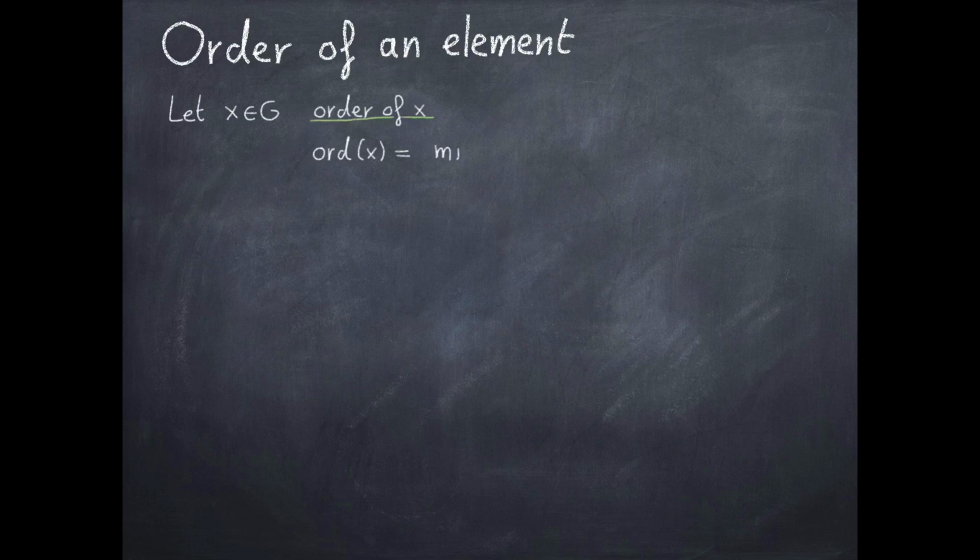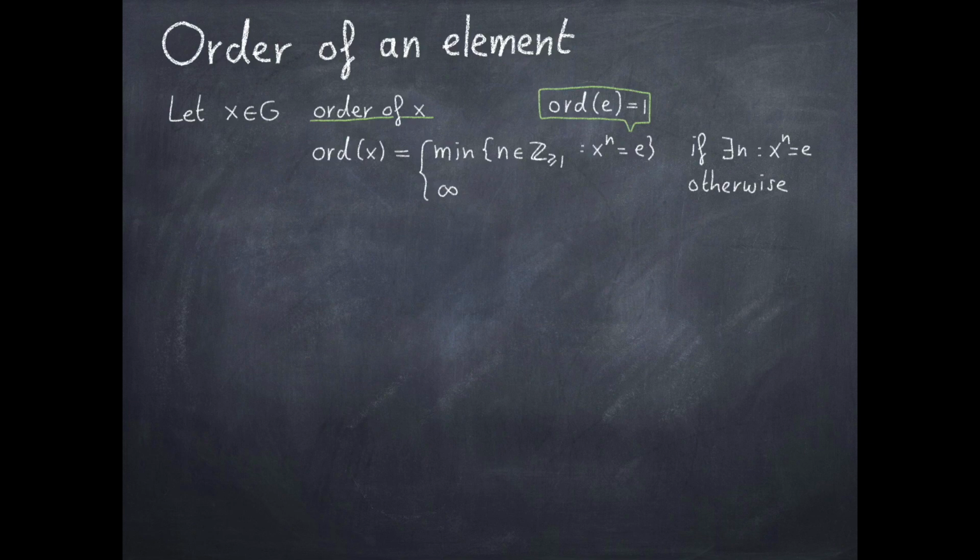Let x be an element of the group G. Now consider all positive powers of x: x squared, x to the power 3, and so on. If x to the power n is the first power of x that's equal to the identity element, then n is called the order of x. If this never happens, if all positive powers of x are unequal to the identity element, then we say that the order of x is infinite.